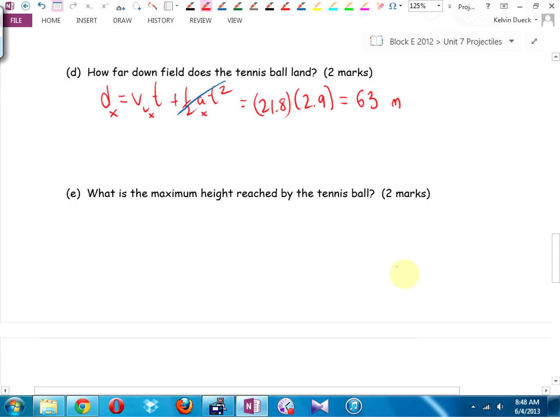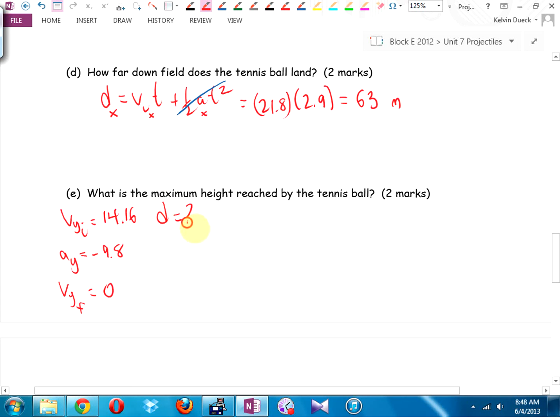E, what's the maximum height reached by the tennis ball? Height, that's vertical, that's vertical, that's vertical. I think I can say Vy initial was 14.16. Ay is negative 9.8. Vy final is 0.